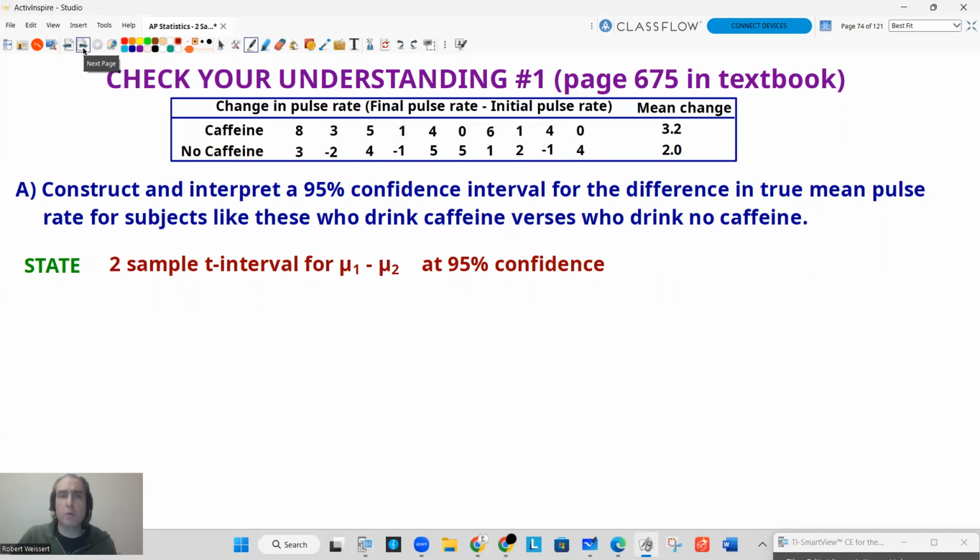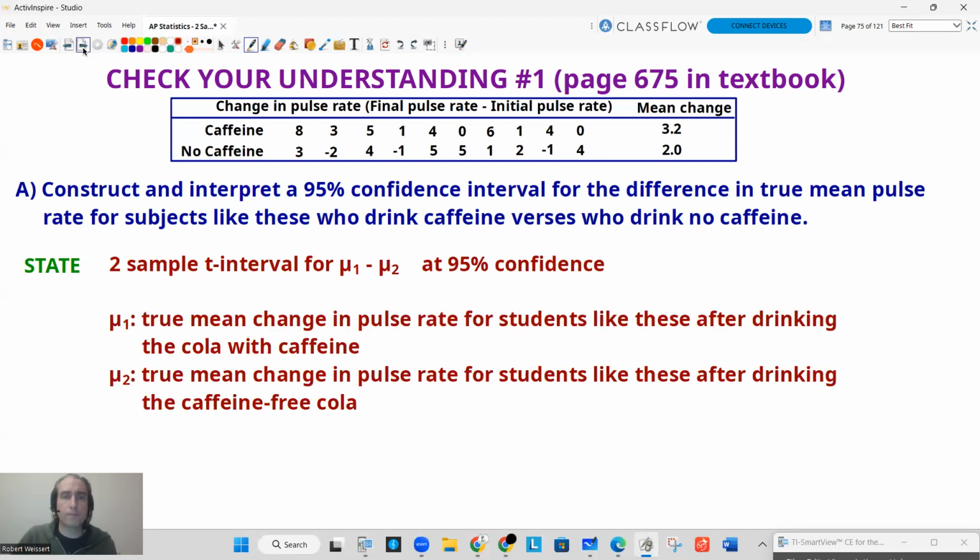We have to define mu1 and mu2. So what are they? Well, mu1 would be the true mean change in pulse rates for students like these after drinking the cola with caffeine, while mu2 is the change in pulse rates for students like these after drinking the caffeine-free cola. So make sure you define which one's which, because if you're going to input that data in the calculator, we have to go in the right order. And the calculator is going to do mu1 minus mu2. So if you want the first one to be caffeine and the second one to be no caffeine, then you have to make sure that you define it that way, set it up that way.